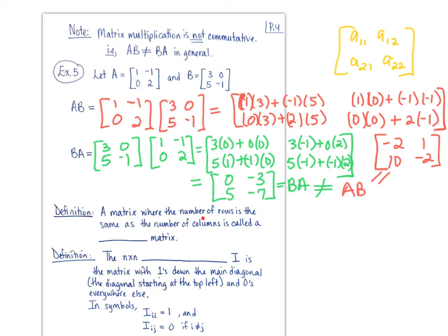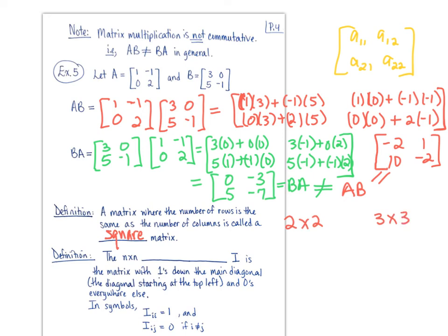A matrix where the number of rows is the same as the number of columns is called a square matrix. So an example of a square matrix is a 2 by 2. The number of rows matches the number of columns. Another example is a 3 by 3, 4 by 4, and so on.